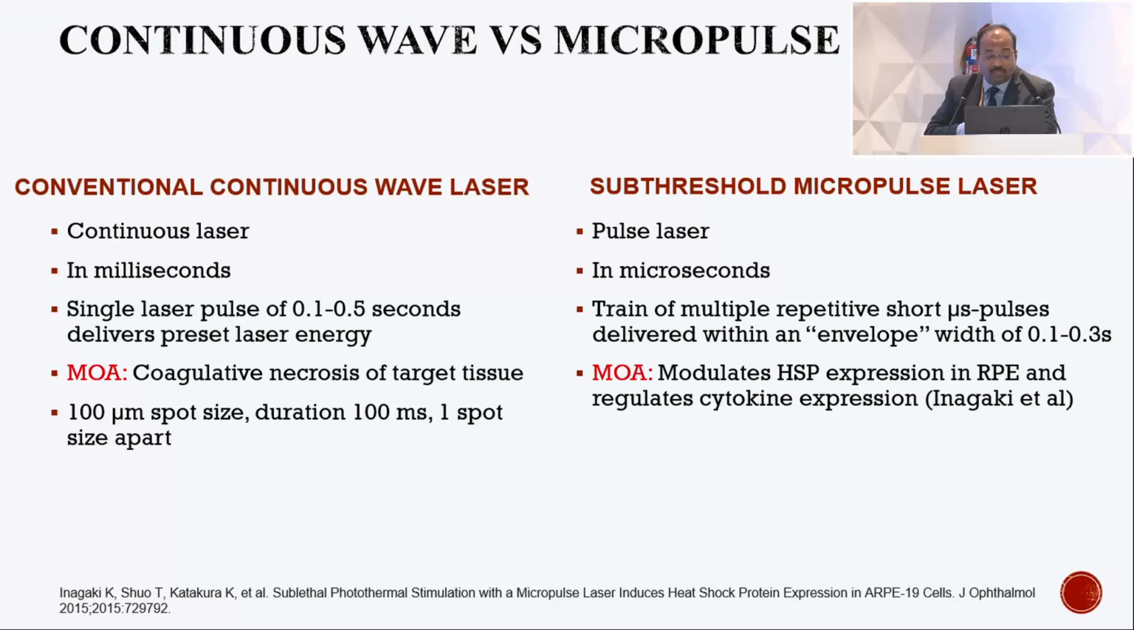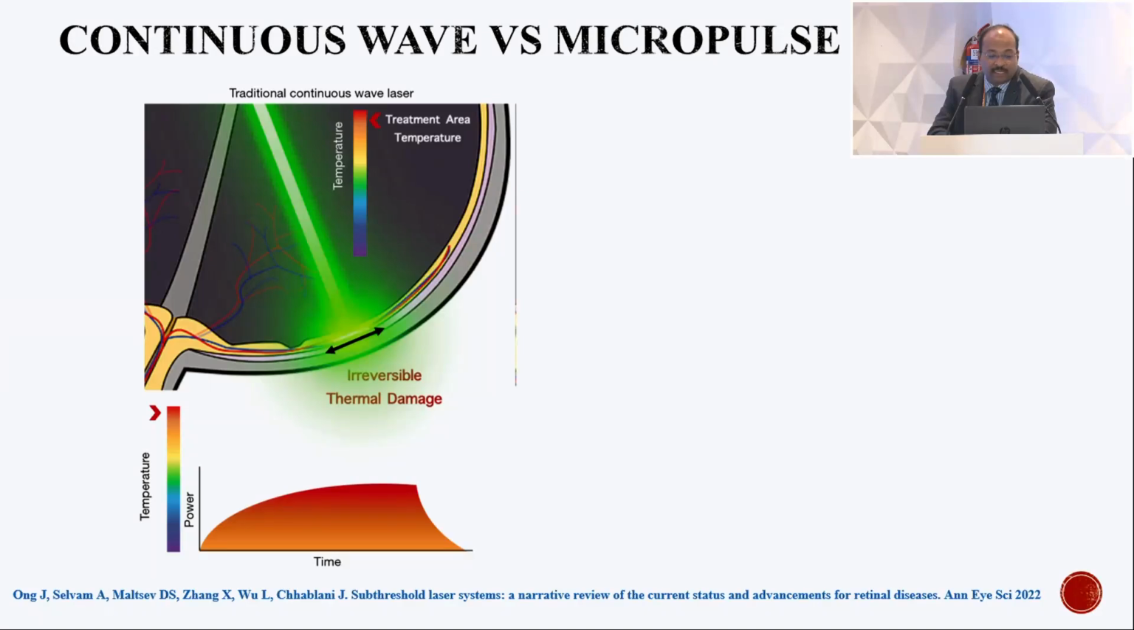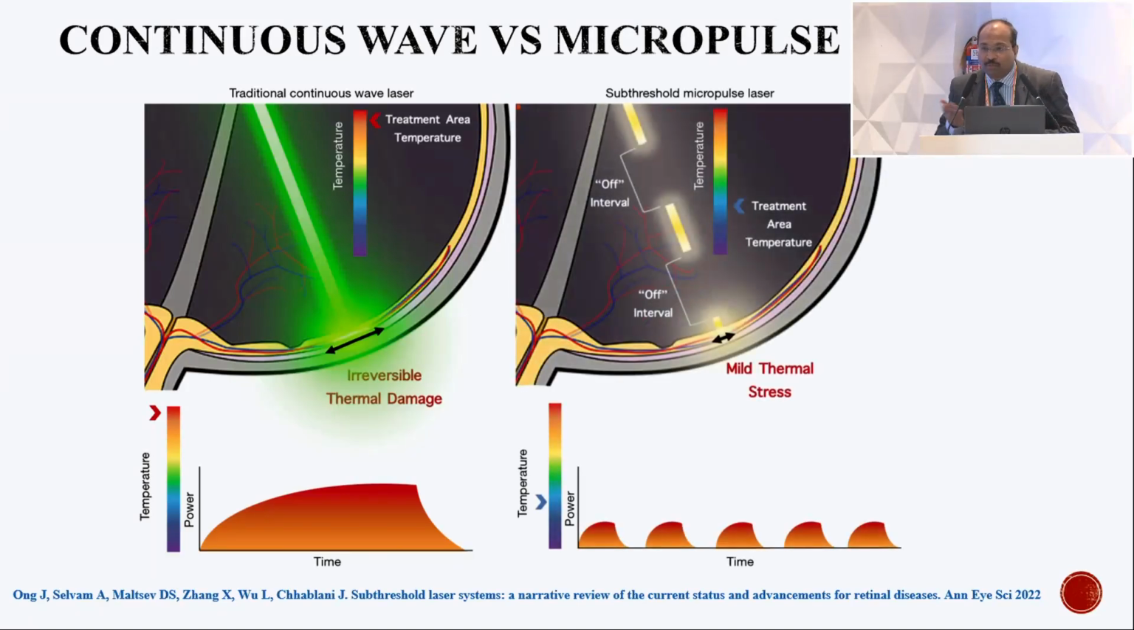And here, in photocoagulation, you have this obvious photocoagulative necrosis of target tissue, this severe damage. Whereas with micropulse laser, there's a modulation of the heat shock proteins expression in the RPE, and it downregulates the cytokine expression. So this is the cartoon which shows, as Lita had also shown, irreversible thermal damage, because there's a continuous train of that photocoagulative laser, and you can see the heat quanta is massive. On the other hand, when you chop up this train into several micropulses, you see there are very small heat aliquots being raised at the tissue level, and there's enough time for it to cool.